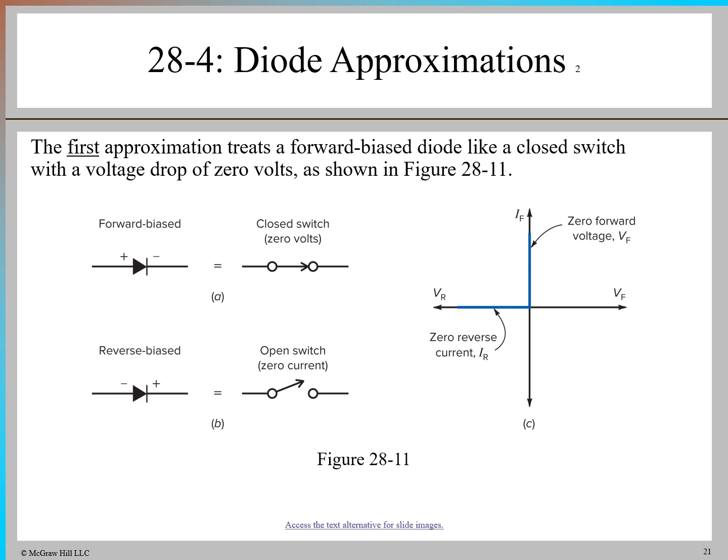The first approximation treats a forward biased diode as a closed switch with zero voltage drop, and a reverse biased diode as an open switch with zero current. This simplified model is illustrated in figures 28-11A and 28-11B respectively. The ideal forward and reverse bias characteristics are shown in figure 28-11C, where the diode is assumed to have zero voltage drop in forward bias and no current flow in reverse bias. This approximation is often called the ideal diode approximation and is primarily used when only a rough estimate of the circuit's voltages and currents is required.